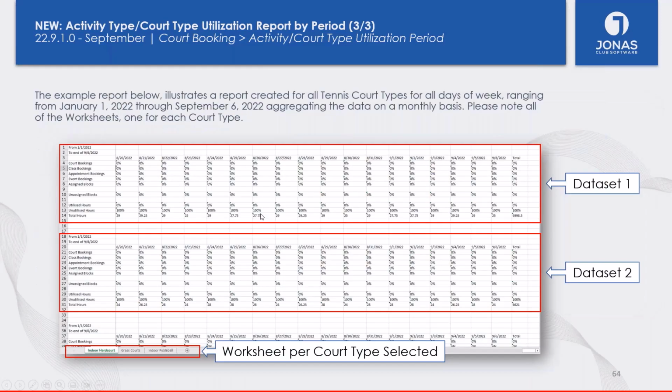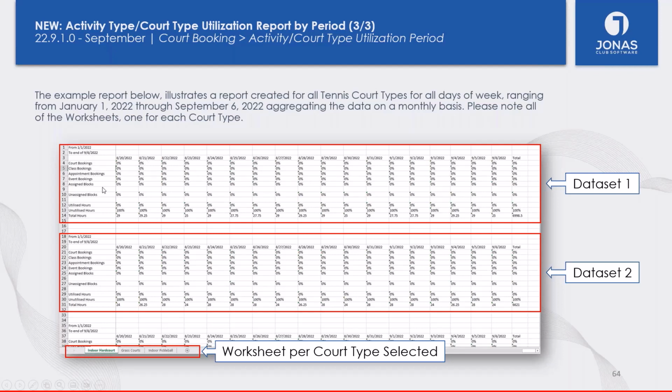When you output the report, it comes out as a massive worksheet in Excel with potentially multiple worksheets within it. One workbook, many worksheets, and each worksheet will represent a court type that you've selected in the report. And then each sheet, so for indoor hardcourt, is going to have various data sets based off of the time ranges you've selected. So this first one, they're all covering January 1st to September 6th, but each represents a different time range within that day.